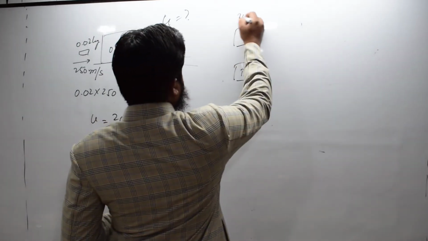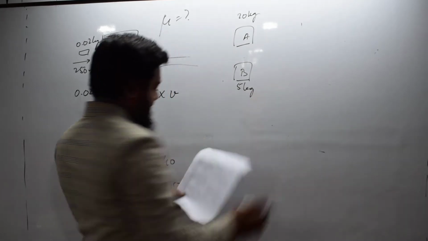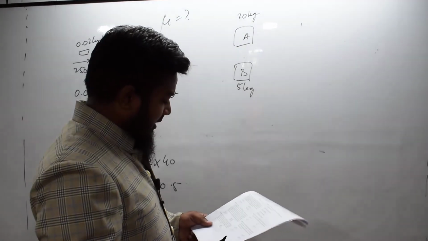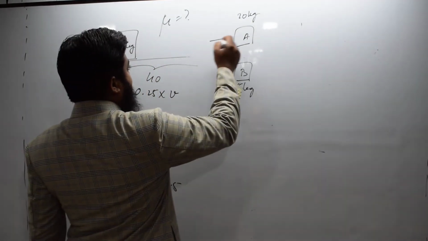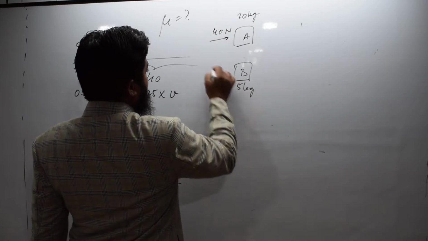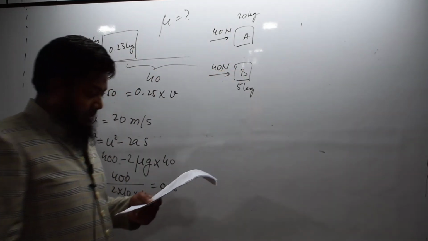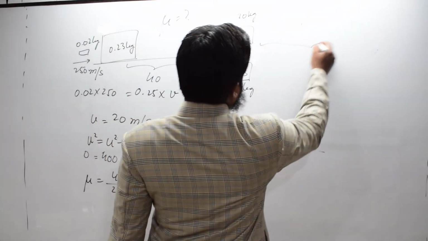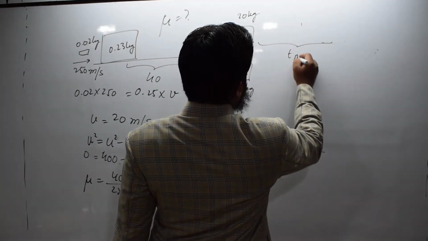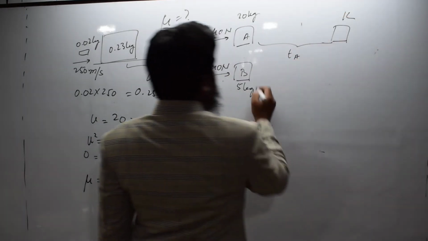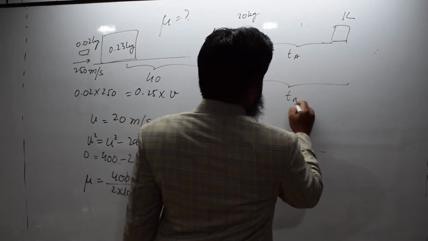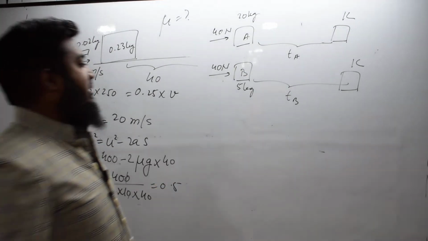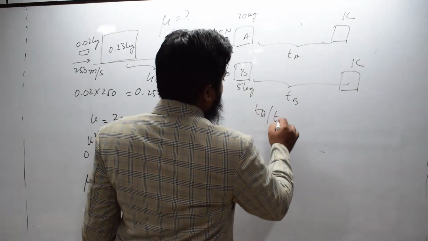masses are 20 kilogram and 5 kilogram. Each one is acted upon by a force of 4 g, that means 40 Newton. So, each one is acted upon by a force of 40 Newton. If they acquire the same kinetic energy, so after traveling for some time T A, block A has kinetic energy K, and for block B, after traveling some time T B, it has kinetic energy K, and these two are equal. Then you have to find the ratio T A upon T B.